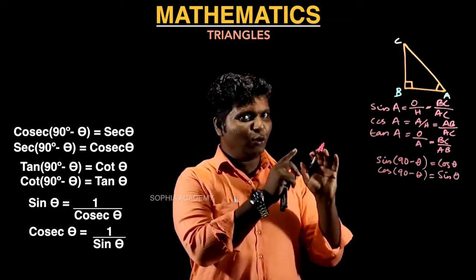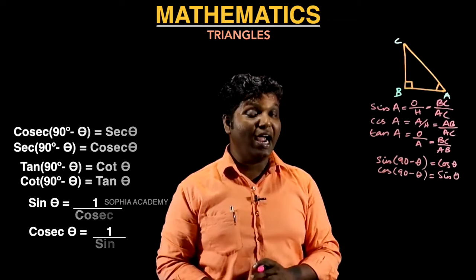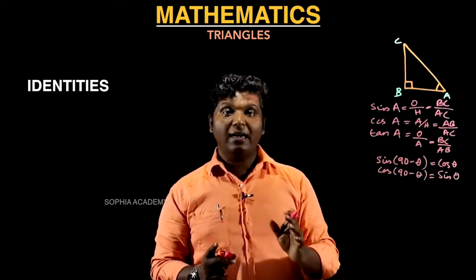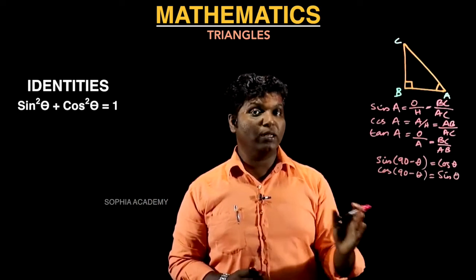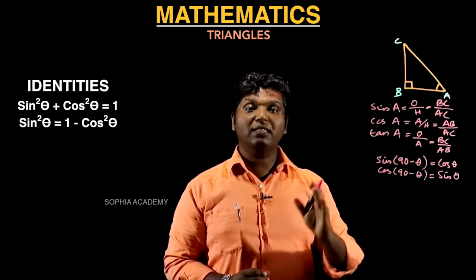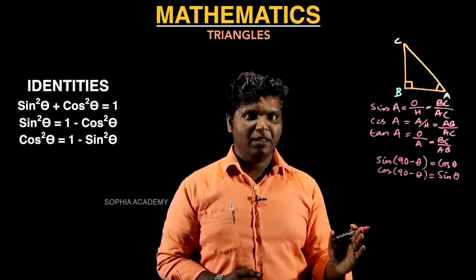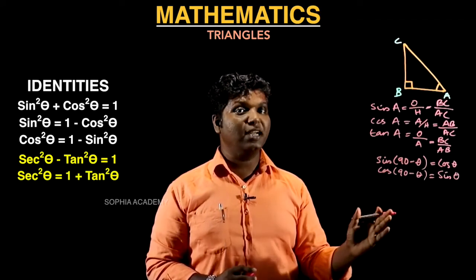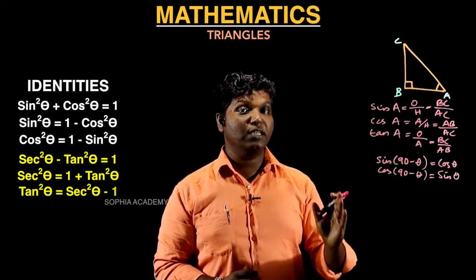The main content we are going to get into right now is what we call the identities. Mainly, you know that there are 9 identities. Sine square theta plus cos square theta is equal to 1, sine square theta is equal to 1 minus cos square theta, cos square theta is equal to 1 minus sine square theta, sec square theta minus tan square theta is equal to 1, sec square theta is equal to 1 plus tan square theta, and tan square theta is equal to sec square theta minus 1.